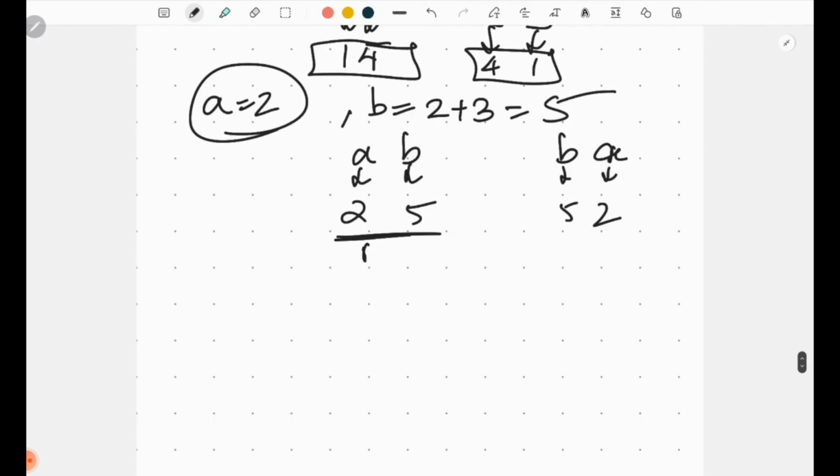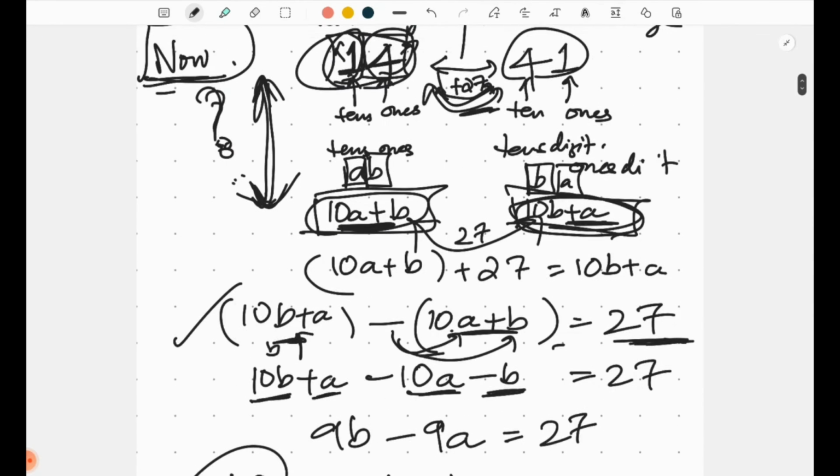So this is Newton's age. This is his father's age, right? The difference is still 27, right? 25 plus 27 is 52. But this is not what the question asks, right? What does the question ask? The question asks, when will this next happen?